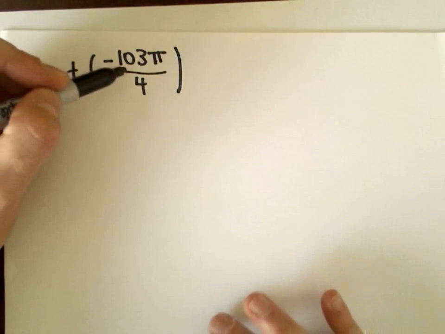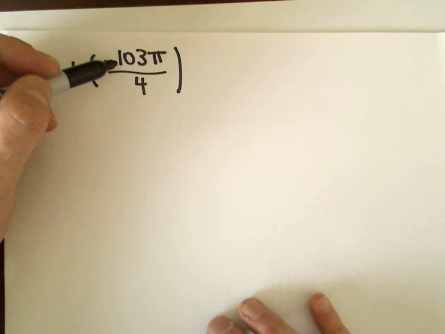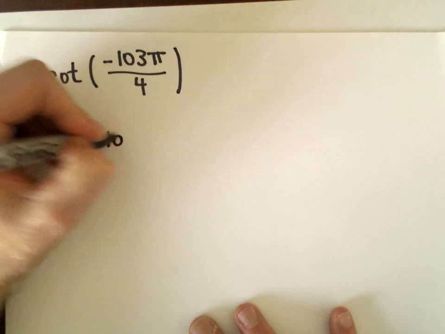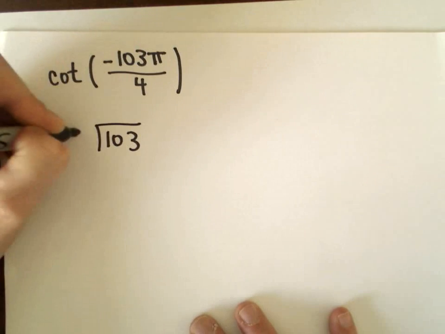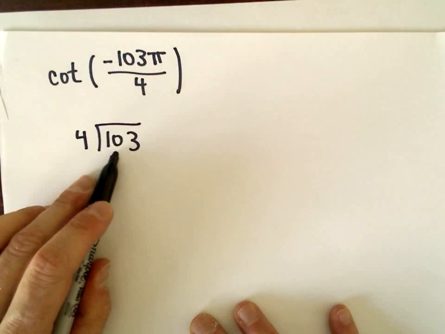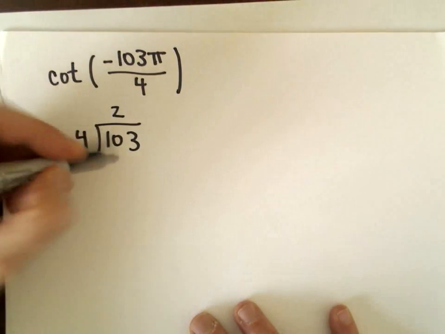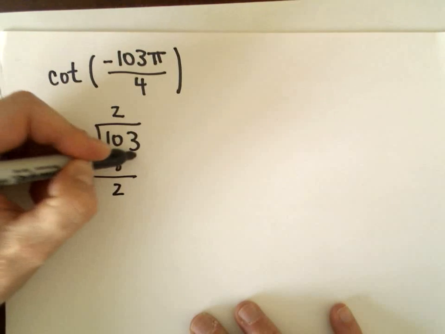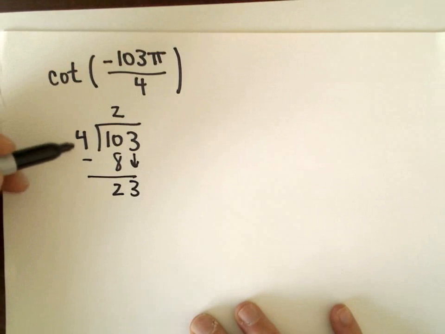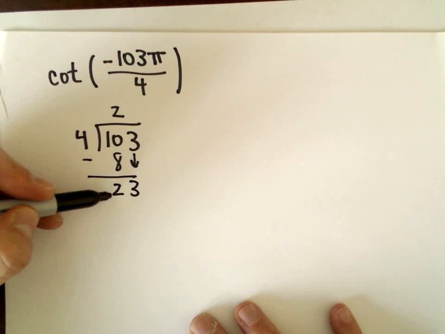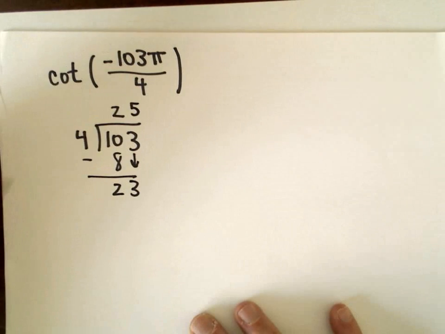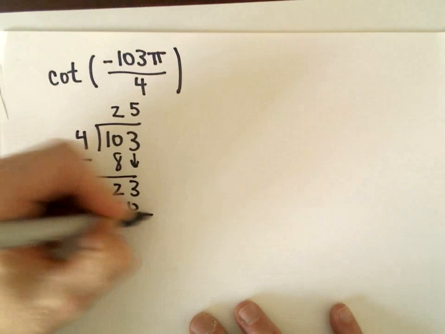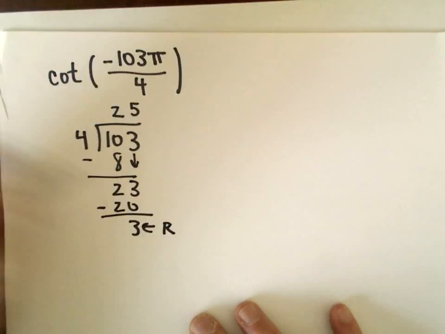You're going to get either an odd number of pi's or an even number of pi's, and then you just go the remainder of the distance. So let's do 103 divided by 4. Well, 4 will go into 10 twice. 2 times 4 is 8. Let's subtract. So 10 minus 8 is 2. Let's drop down the 3. 4 will go into 23 5 times without going over. Let's see, 5 times 4 is 20. If we subtract, we get 3 as our remainder.